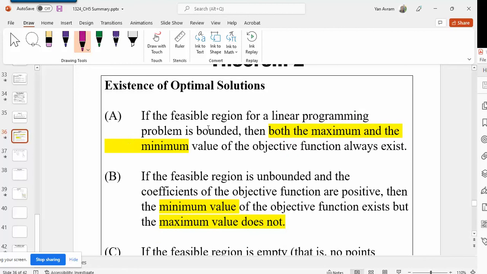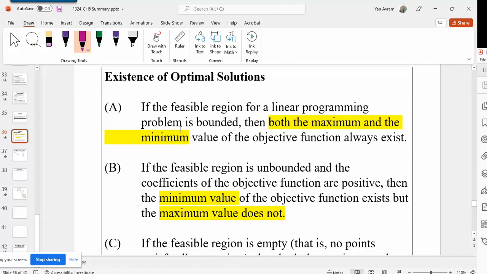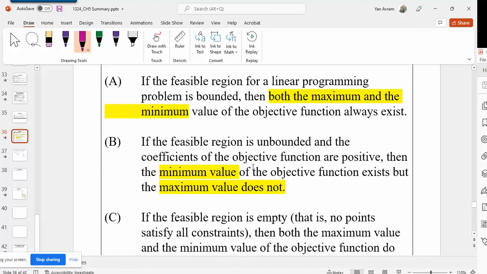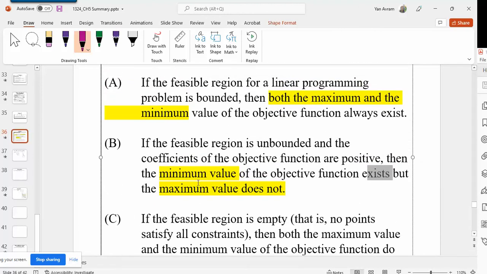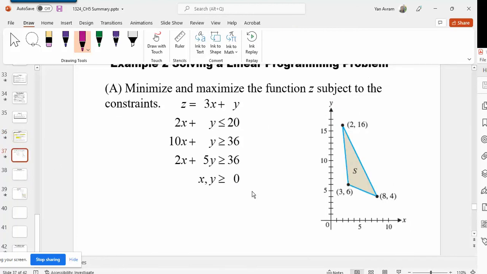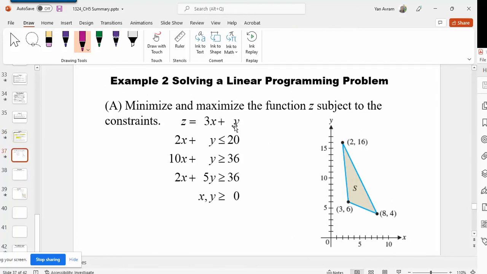Okay, so a little bit on the optimal solution in here: if the feasible region of the linear programming problem is bounded, you're going to have both a maximum and a minimum value. If the feasible region is unbounded and the coefficients of the objective function are positive, then the minimum value of the objective function exists, but the maximum does not exist. So basically, you don't really have to remember all of this because we can graph them and look at it. So look at this one right here: find the minimum and maximum value for the function g subject to this constraint.